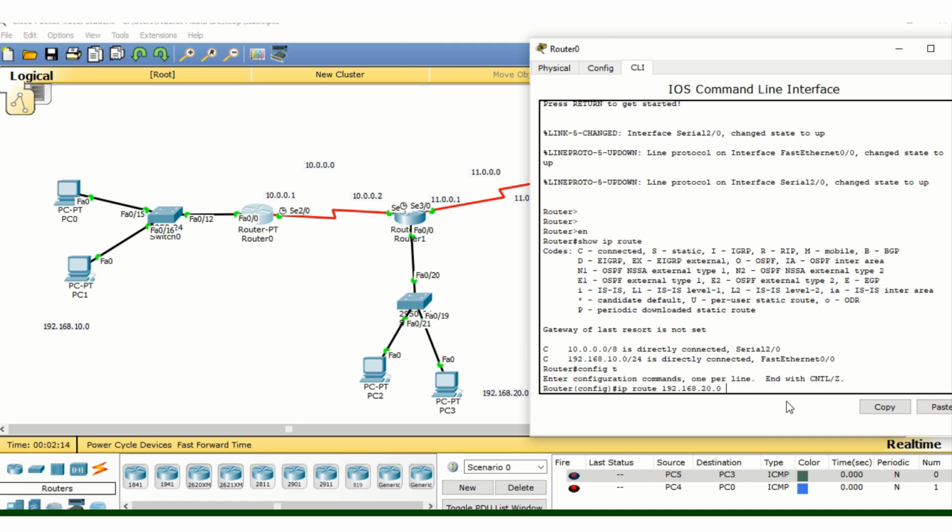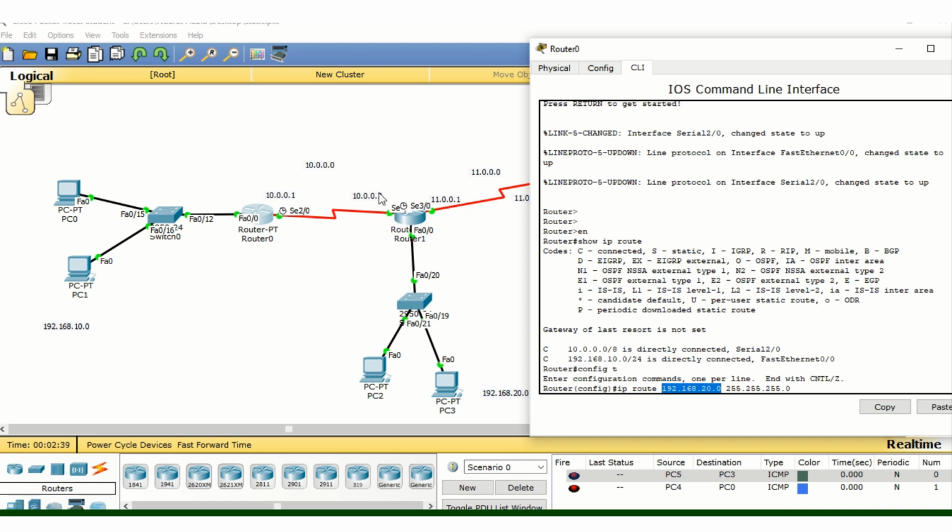What is the subnet mask? This is the class C IP address. So the subnet mask is 255.255.255.0. And the next hop address. The next hop address is very important. The next hop address tells the router if you have any packet that has the destination address that belongs to this network, then where to forward the packet. So this router needs to forward it here. So the next hop address is this hop.